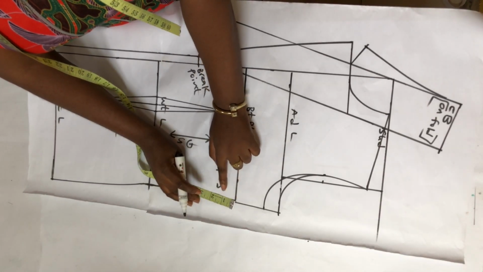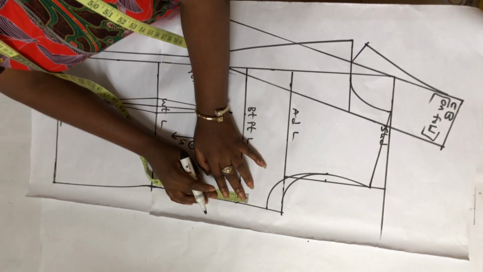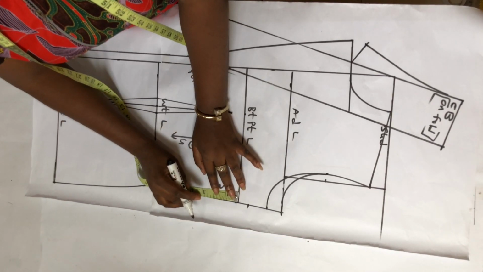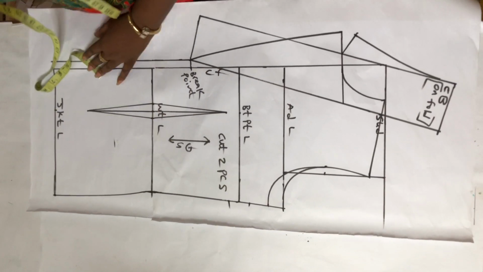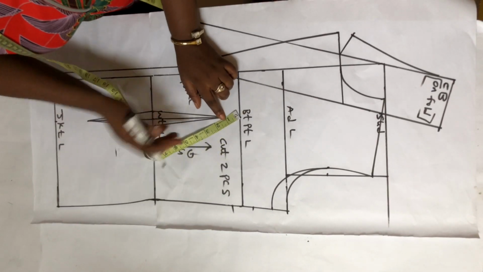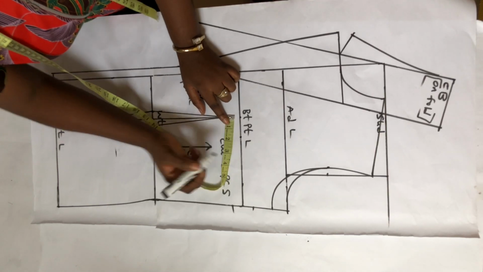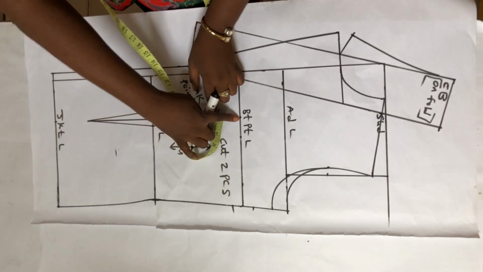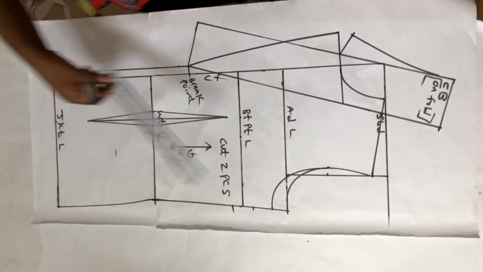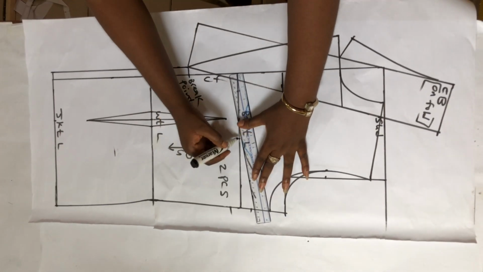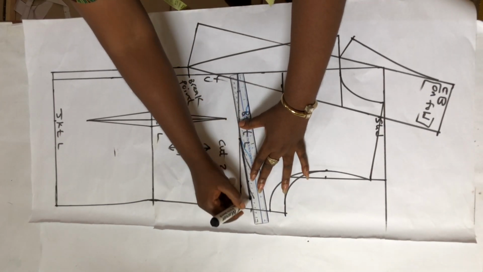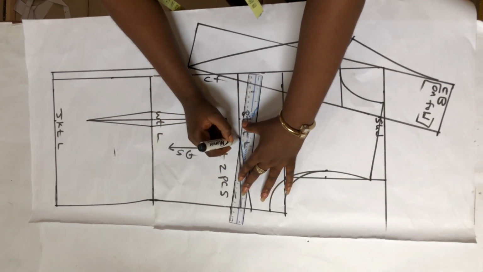That 1.5, I'm going to divide it into 2. I'll put 0.75 up here and 0.75 down on my bust point length line. My side dart is going to stop 1.5 inches before my bust point or apex. Then I'm going to draw my darts.